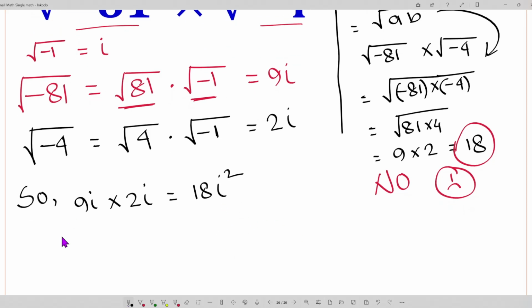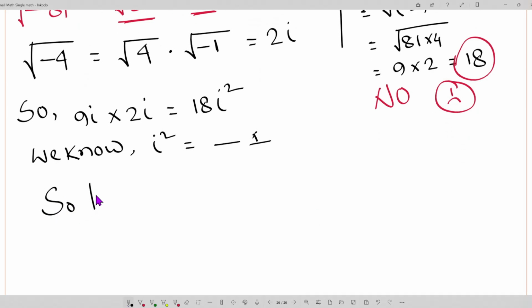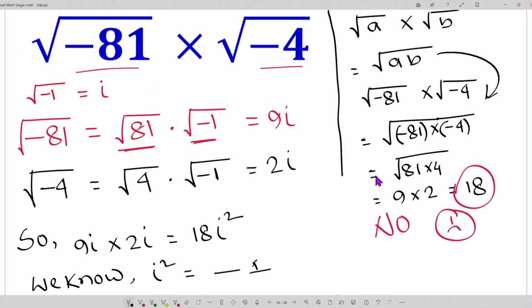Okay, so we know i square equals minus 1. So the result is 18 i square equals 18 times minus 1 equals minus 18. So minus 18 is our exact answer.